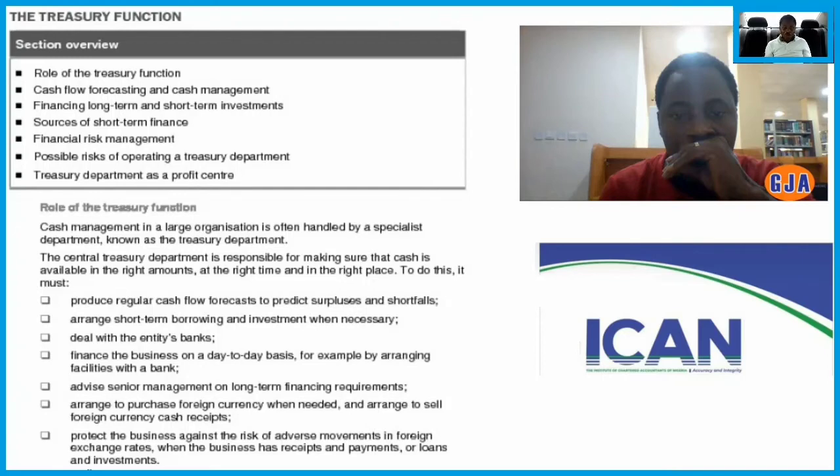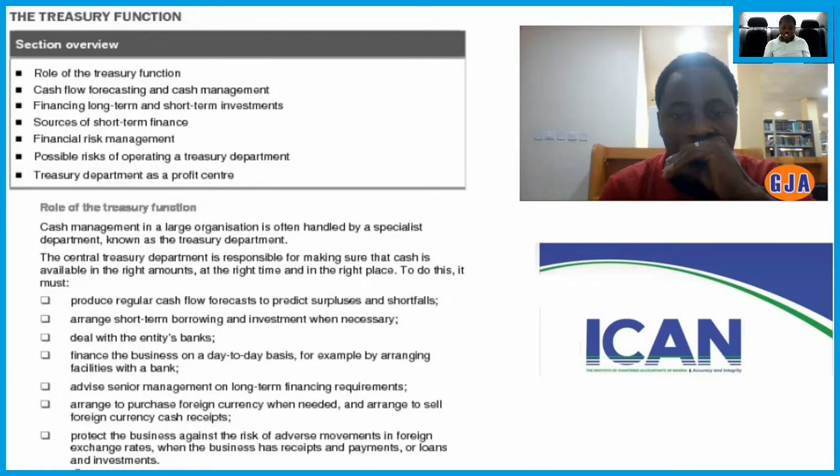Also, we must be able to arrange the purchase of forex or foreign currency as our need requires, and arrange to sell forex and receive cash on behalf of our organization. So we must have a bit of knowledge of international trading, international foreign exchange and the like. It is important as a treasurer and as part of our treasury functions.